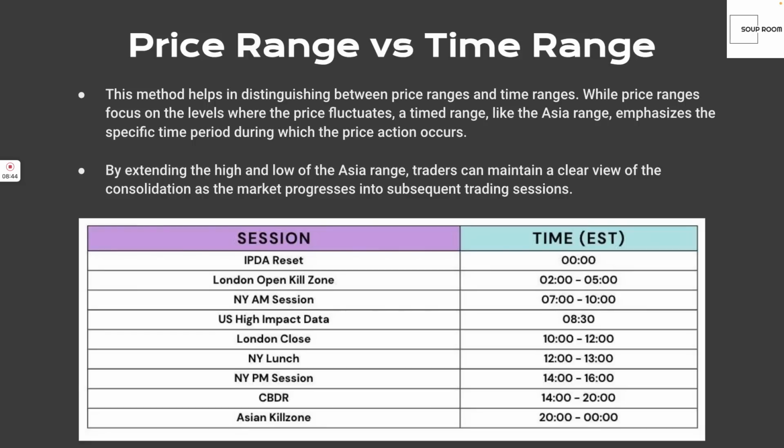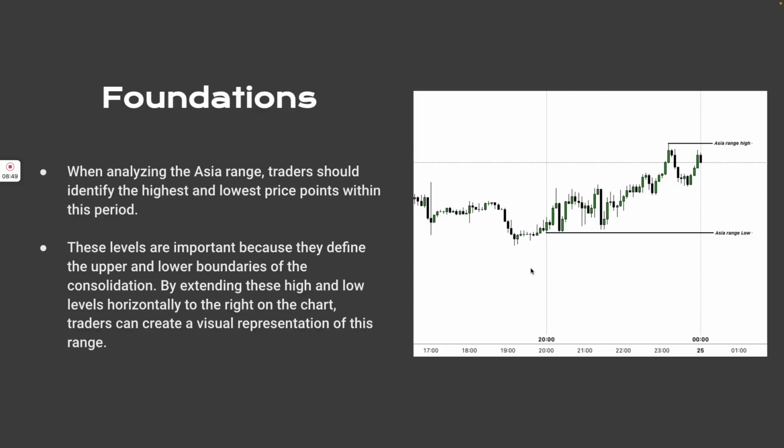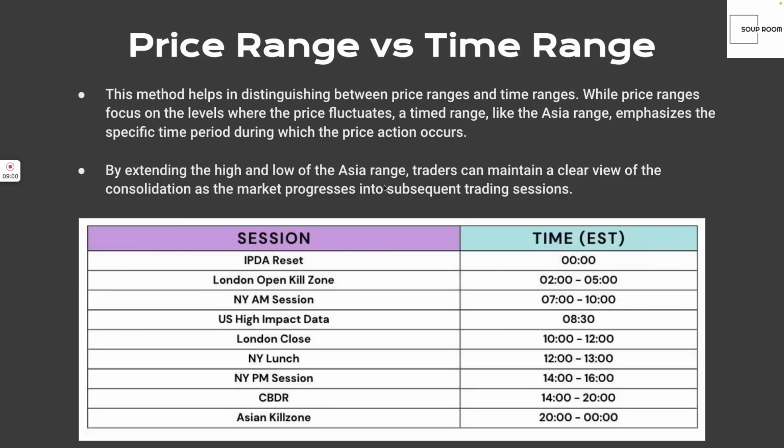The Asia range, for example, is a timed range. As we can see, from 8 p.m. to midnight. This is a timed range. You want to find the low and the high of this specific timed range. This method helps in distinguishing between price ranges and timed ranges. While price ranges focus on the levels where price fluctuates, a timed range, like the Asia range, as I mentioned right before, emphasizes the specific time period in which the price action actually occurs.